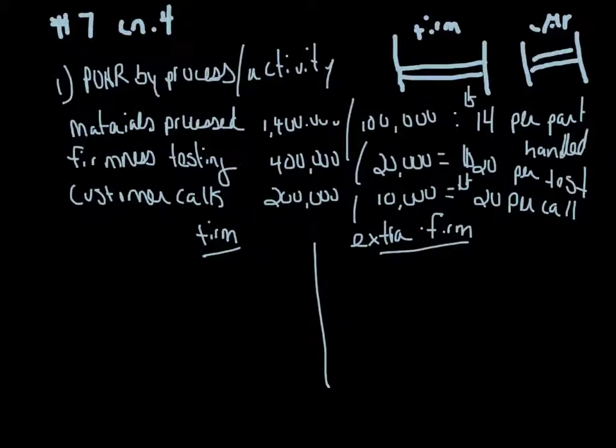There you have it, firm and extra firm. And now we simply have to break it out by process per product. So now you can take this predetermined overhead rate and apply it to the actual product. So we have materials processed. I keep saying purchased, processed. Okay. We've got our firmness testing.